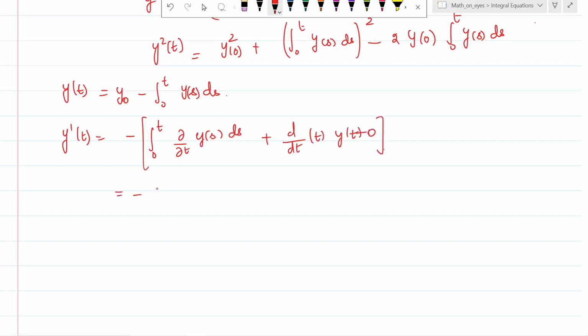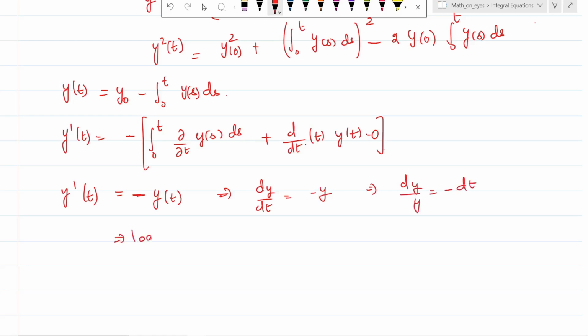So we get minus, this part is going to be 0 because y of s is independent of t, and dt by dt is 1, so we get minus y of t alone. Here we have a negative outside, so minus y of t, and we get y dash of t is equal to minus y of t. So from this we find dy by dt is equal to minus y. Take this y to the left side: dy by y is equal to minus dt.